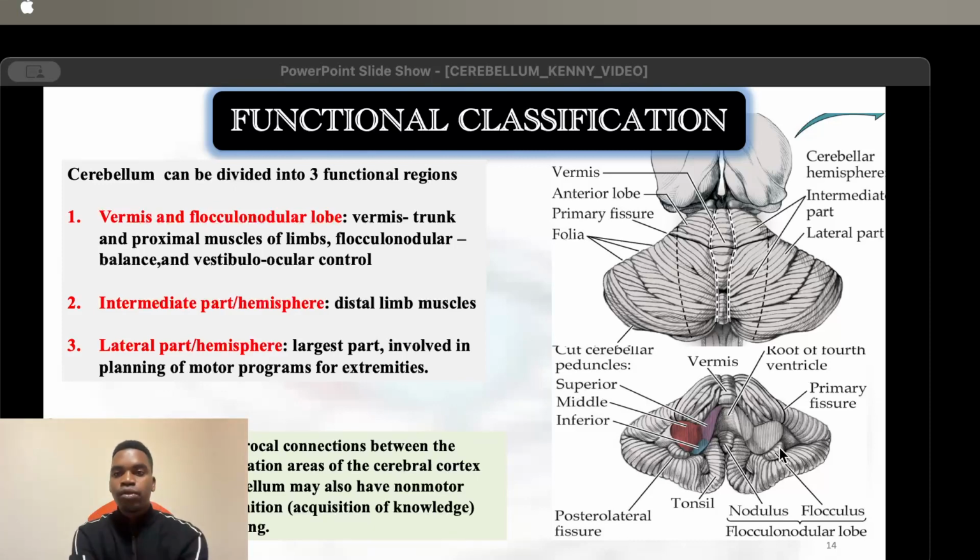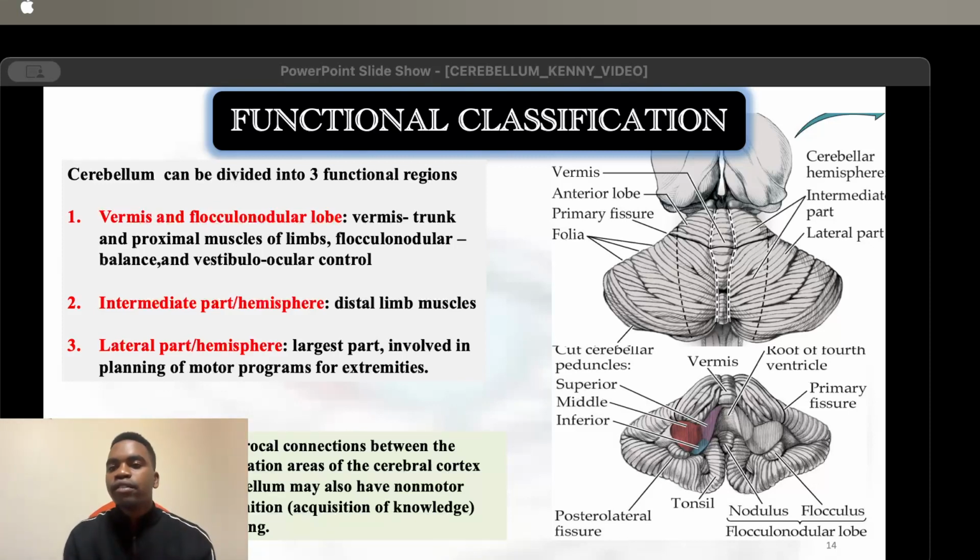And remember, I promised you that we will have the functional classification of the cerebellum. So the cerebellum can now be functionally classified into three zones. You can call them parts, you can call them regions. So three functional zones, three functional regions, or three functional parts. Let's dive into the deep anatomy of it.